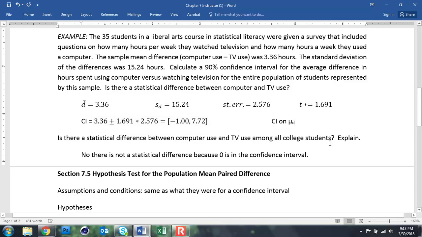Is there a statistical difference between computer use and TV use among all college students? Well, no. This is an example where 0 is in our confidence interval, which means mu sub d could equal 0. It's plausible that mu sub d equals 0, and there is no difference between computer use and TV use.